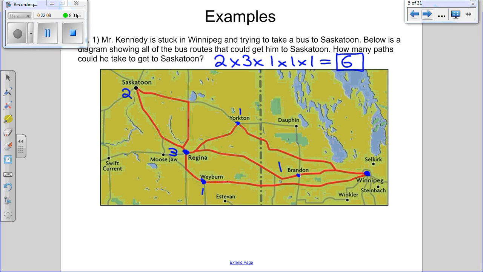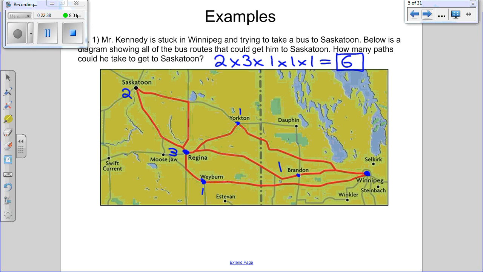You don't have to multiply the amount of towns. That's a good point, it doesn't matter how many towns I went through, all that matters is the number of ways I got to Regina. So there were 3 ways there, and I went through Yorkton, Brandon, and Weyburn, but those routes really made no difference because there was only 1 way into Weyburn, 1 way into Brandon, and 1 way into Yorkton.